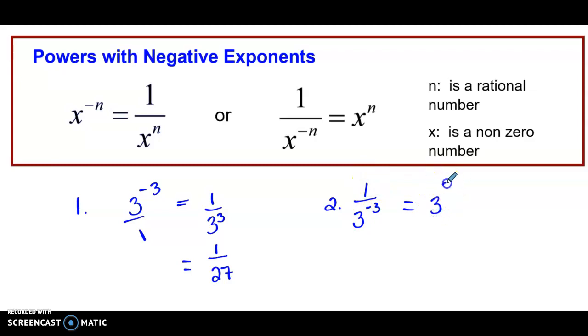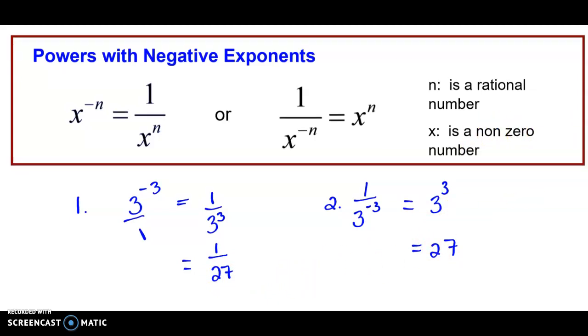I rewrite my exponent. It goes from negative to positive. So 3 to the power of 3, and I can evaluate that. That's 27. So when I compare these two questions, I have one question evaluated. I've taken the reciprocal of the question and I evaluated it, and I get the reciprocal of the answer. So just have a look at how those two questions compare.